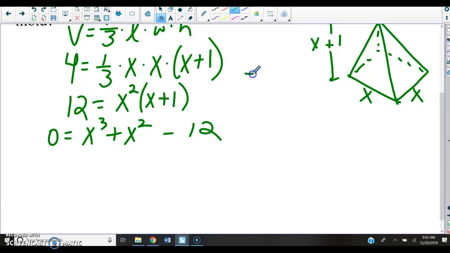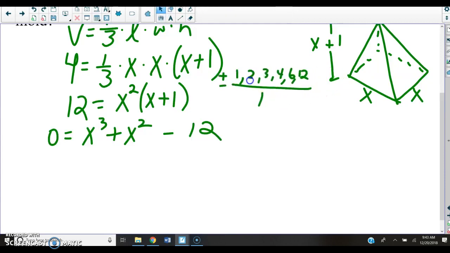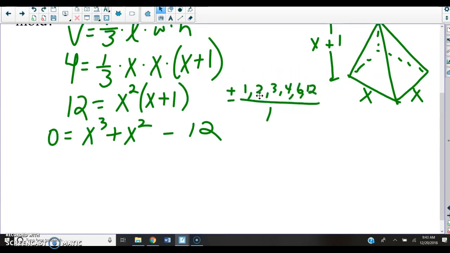Well, what are our possible rational roots? Well, it'd be plus or minus 1, 2, 3, 4, 6, 12 over 1. Okay, there we go. I was running into my picture. So let's take a guess. Okay, we could graph it, but I want to take a guess. Now, x can't be a negative, so right away, I think I can eliminate the minus.